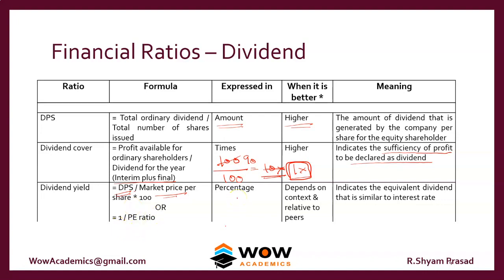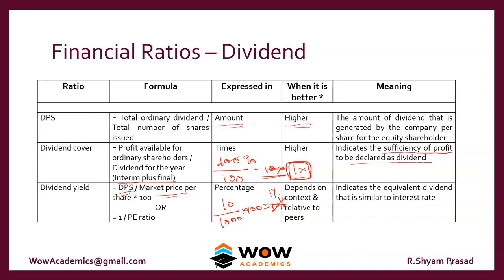What it indicates as a percentage is, assume the company declares a dividend of 10 rupees and the market price per share is 100 rupees. So the company is giving 10% yield on the share price. Okay, so the higher the better. Usually the higher the better. Assume that if the share price is going to be 1000 rupees, then the dividend yield will be only like 1%. It won't be 10%, it will be 1%.